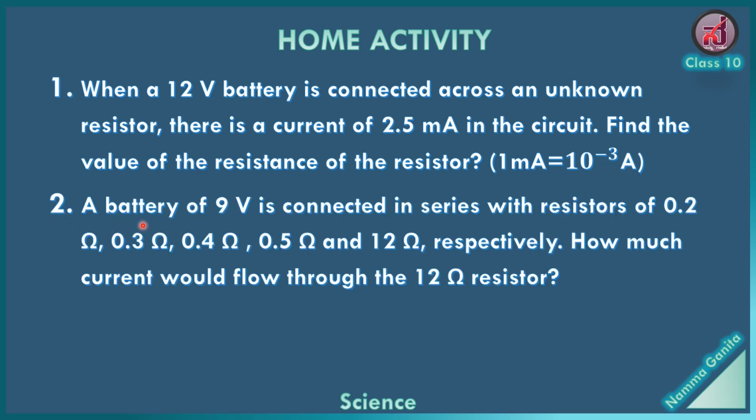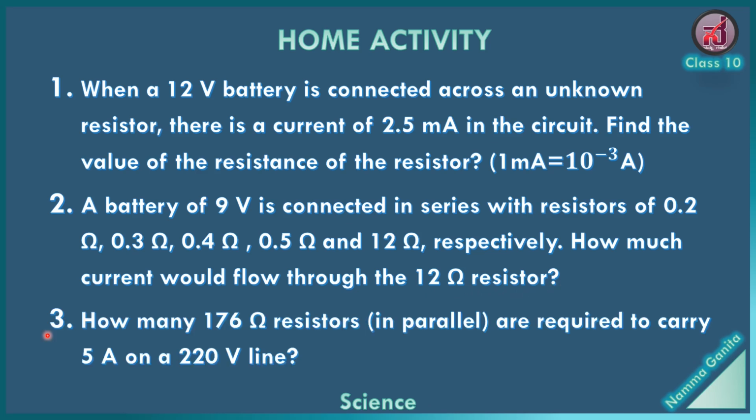Question number 2. A battery of 9 volt is connected in series with resistors of 0.2 ohm, 0.3 ohm, 0.4 ohm, 0.5 ohm and 12 ohm respectively. How much current would flow through the 12 ohm resistor? Question number 3. How many 176 ohm resistors in parallel are required to carry 5 ampere on a 220 volt line?